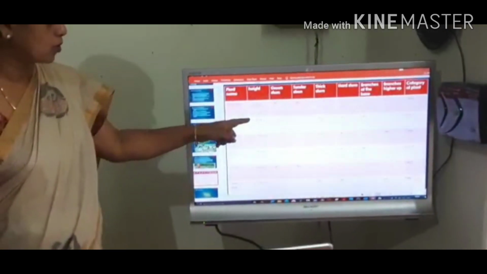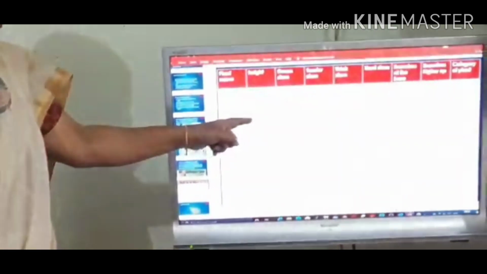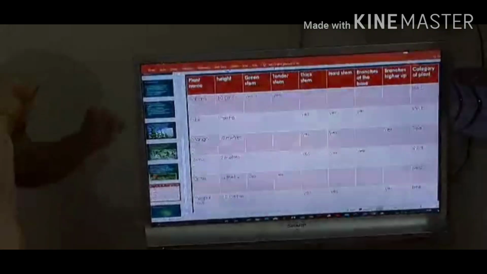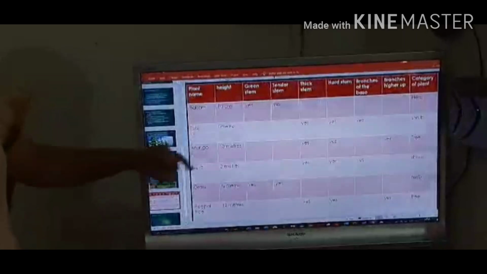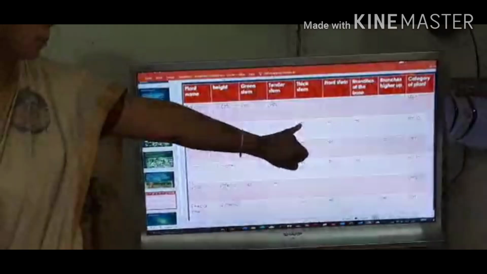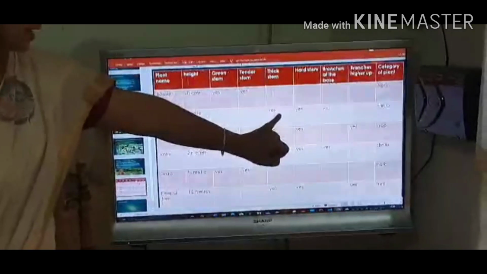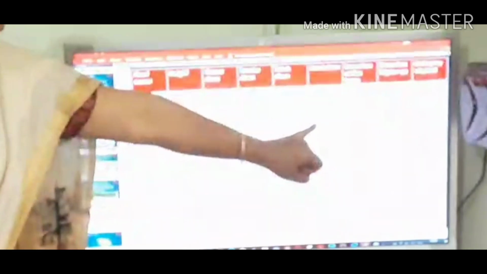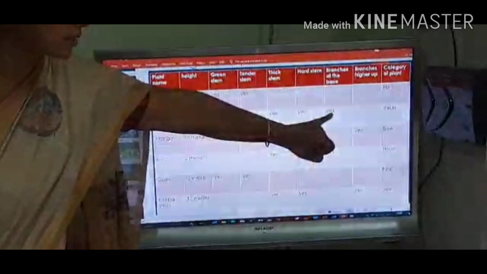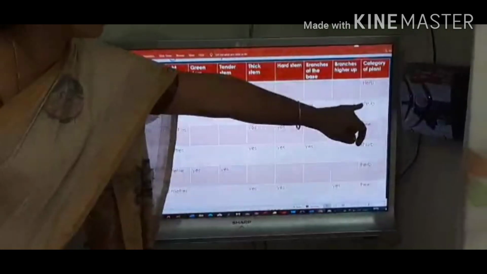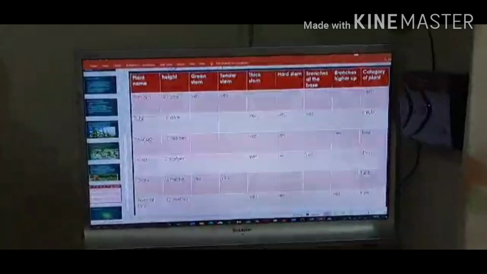Tulsi. Tulsi grows up to 1 meter in height. Sometimes it grows up to 1 meter or even smaller. It has a thick stem, and you have to write yes here. Hard stem, yes. Branches at the base, yes. So if these three criteria are there, it is a shrub.